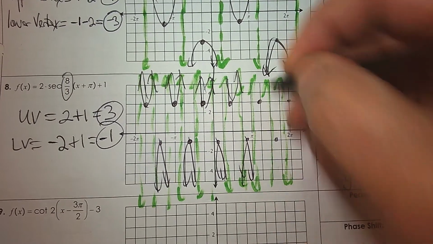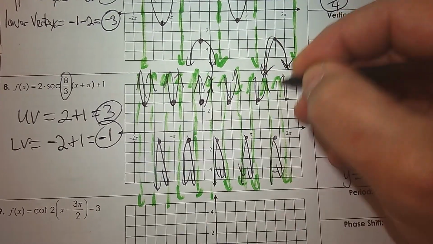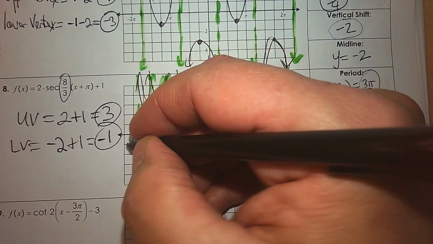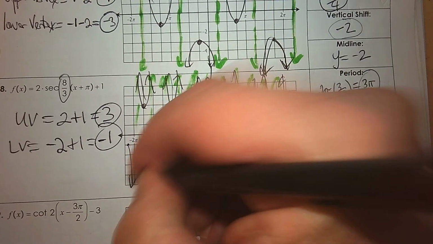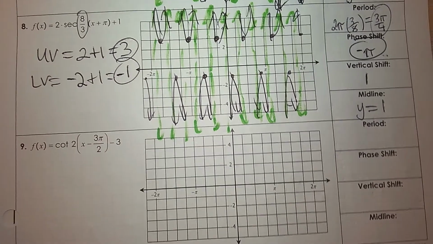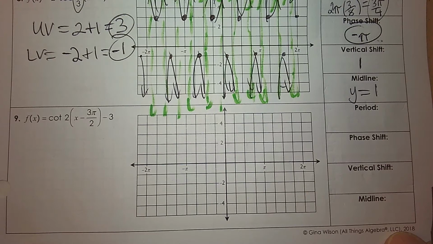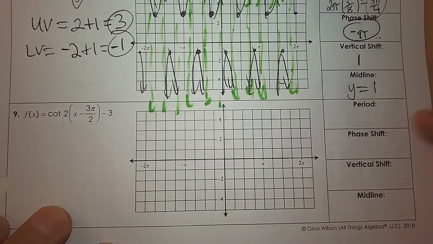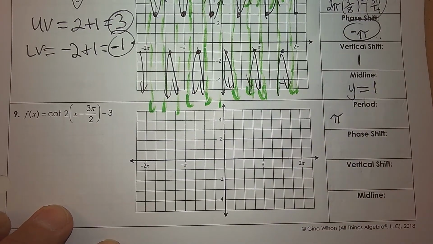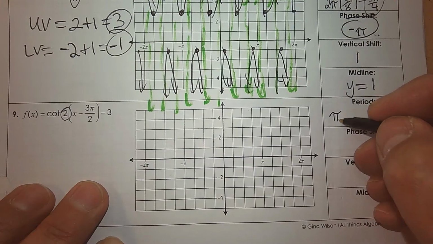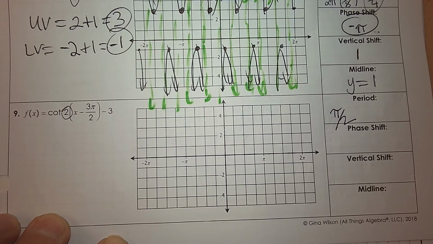All right, the last one for our lesson. Number 9. Here we go. Cotangent. The period for cotangent is pi. Is there any number that's being multiplied that would change the length of that period? And the inverse of that is to divide by 2. So now the length of one cycle is pi over 2.